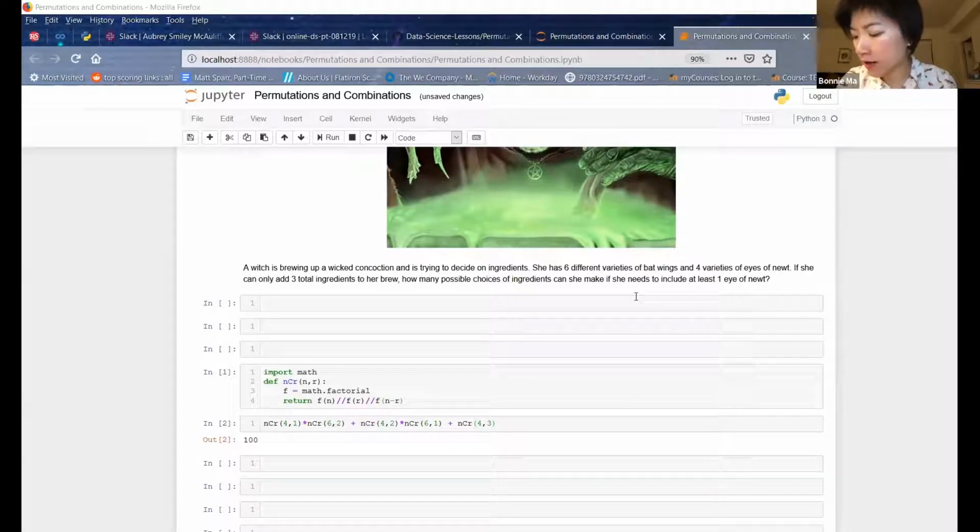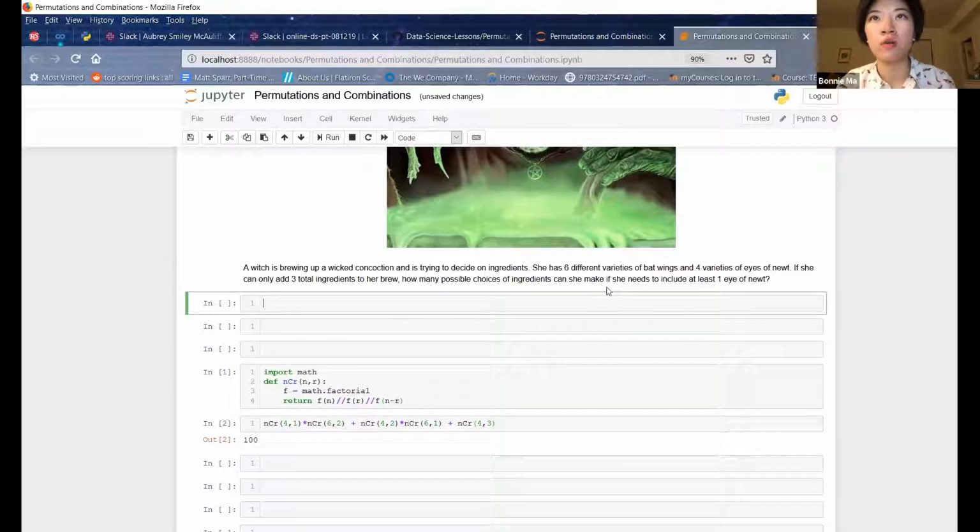So how about C10(3) minus C6(3)? So I use subtraction. In total we have 10 ingredients, right? And the event space will be C10 choose 3, and I delete all the possible outcomes if we only have wings. So that's C6 choose 3. So if I use C10(3) minus C6(3), I think that's the correct answer.